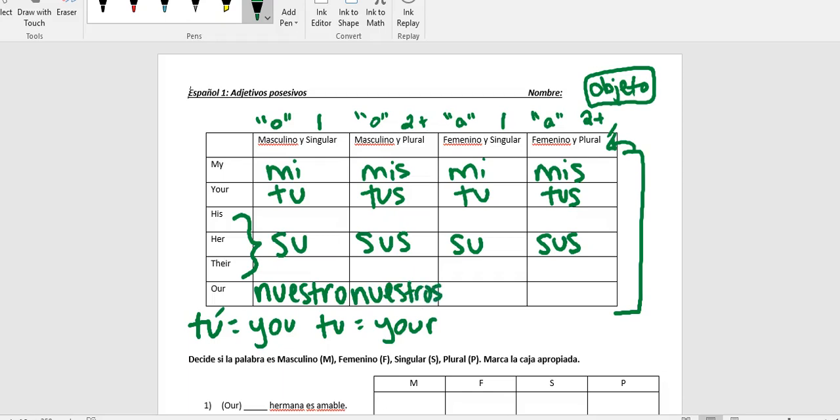Now, if nuestro is the masculino, what's the femenino going to be? Nuestra. So in your plural, for femenino plural, is nuestras. Okay, so these are all your possessive adjectives, your adjetivos posesivos.